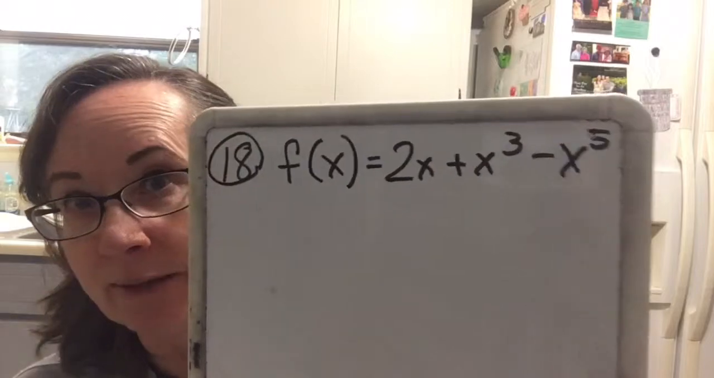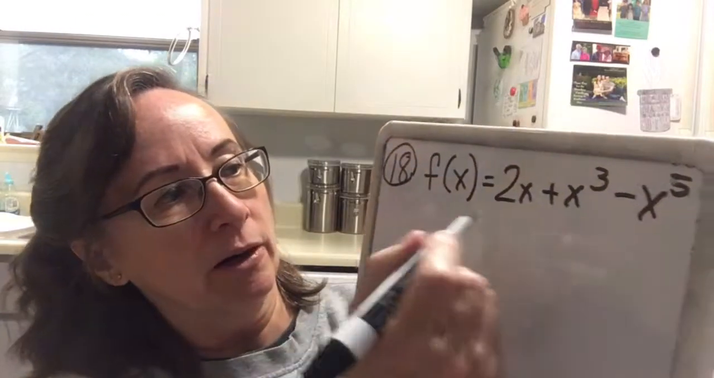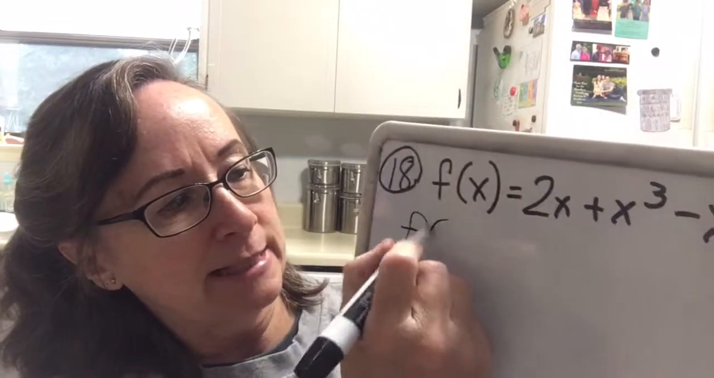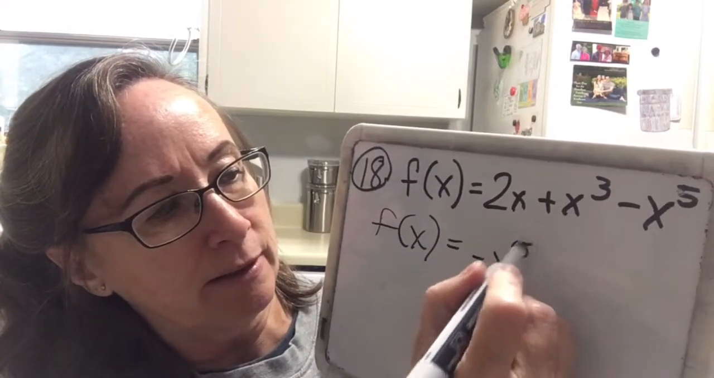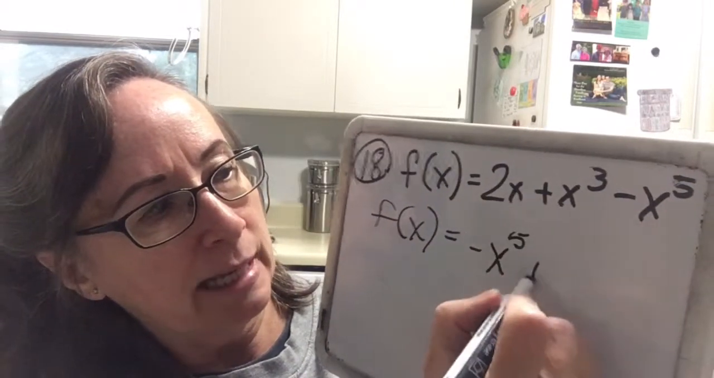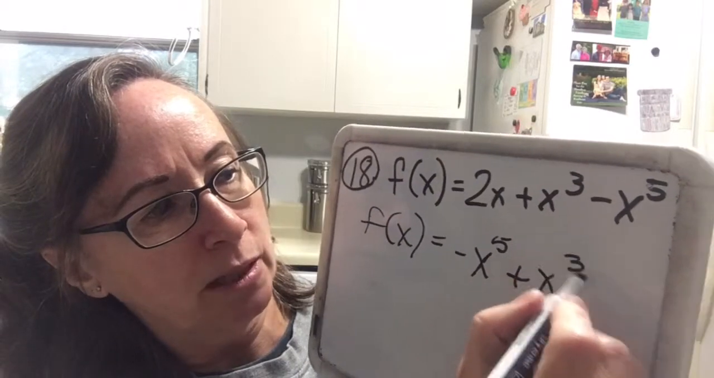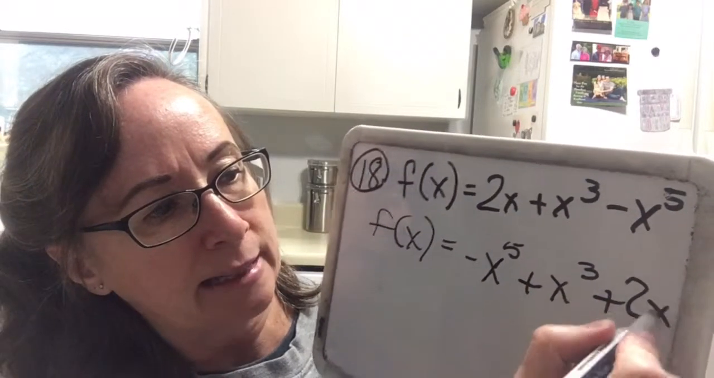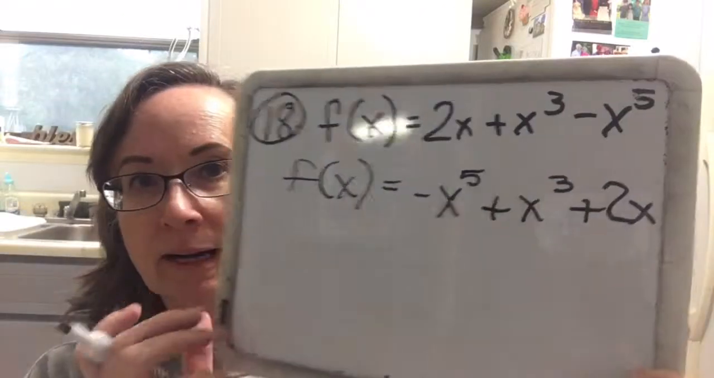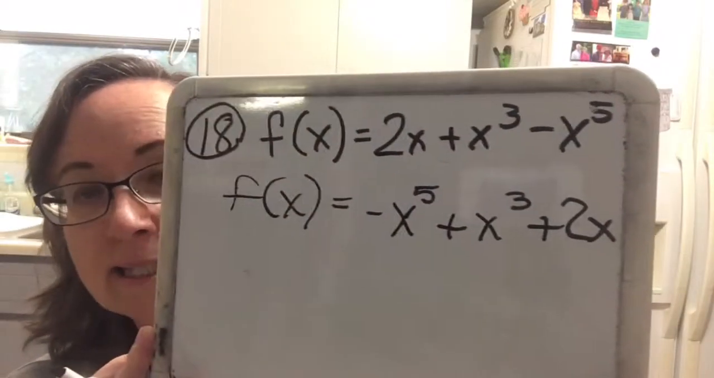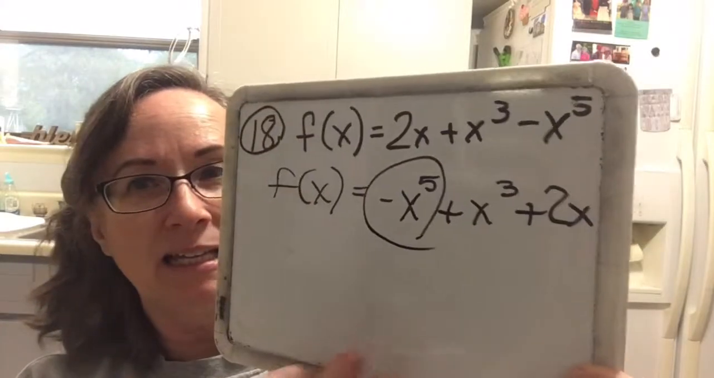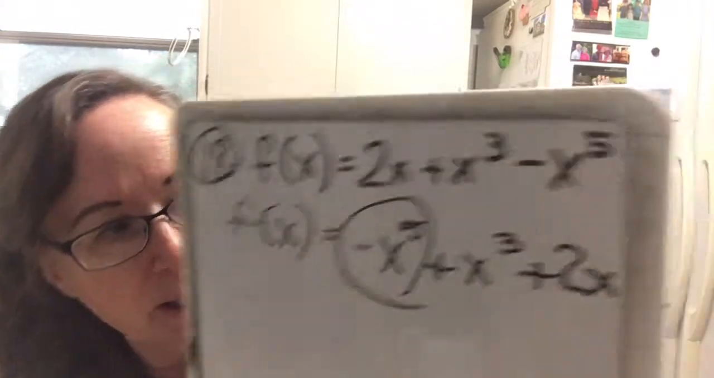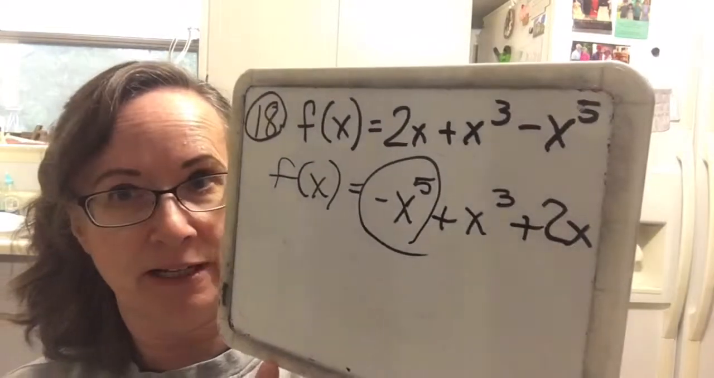Number 18, they have a habit of not writing it in descending order. So we have f of x. When we rewrite it, f of x is negative x to the 5th, and then plus x cubed plus 2x. All right, so that's our descending order, and we have an odd exponent on our lead term, but we have a negative in the front.